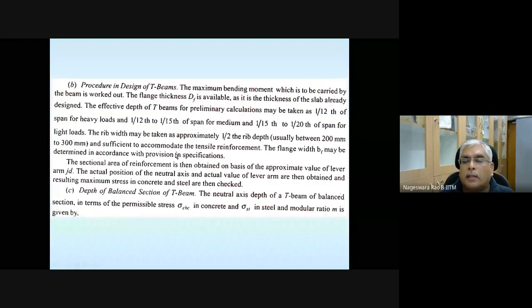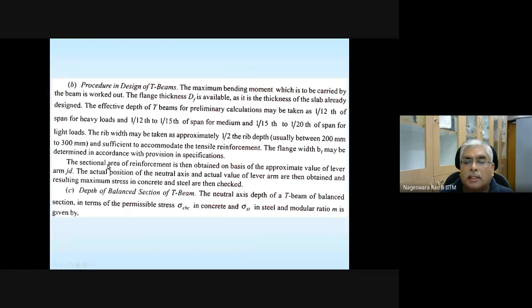the flange width bf may be determined in accordance with the provisions given in the specifications of IS 456, which we just looked at. Okay. So once we have all this information, the sectional area of reinforcement is then obtained on the basis of approximate value of lever arm distance. This is what we did in the last class, and just now I briefly recapped all that. You need to start with the approximate value of lever arm, the actual position of neutral axis and the actual value of lever arm are then obtained, and the resulting maximum stresses in concrete and steel are then checked whether they are within the permissible limits or not.